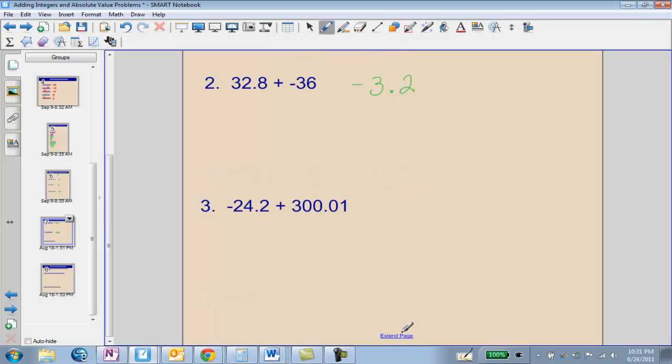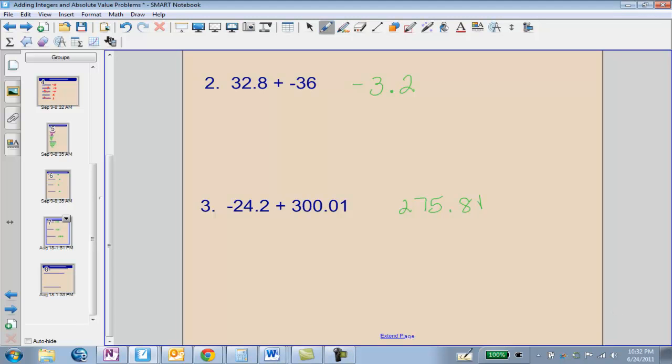Number 3, again, we have unlike signs. So think about what you do when you have unlike signs and whether you would add or subtract and how you determine the sign of the number. And then think about what you want to make sure you do whenever you're dealing with decimals. Give number 3 a try. You should end up with 275 and 81 hundredths for number 3.